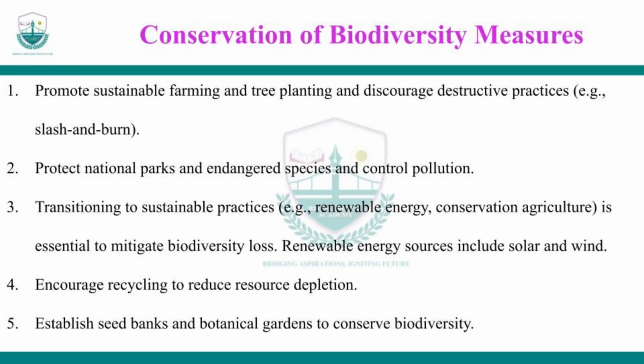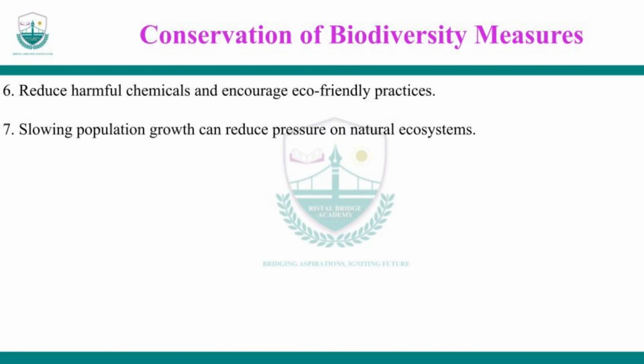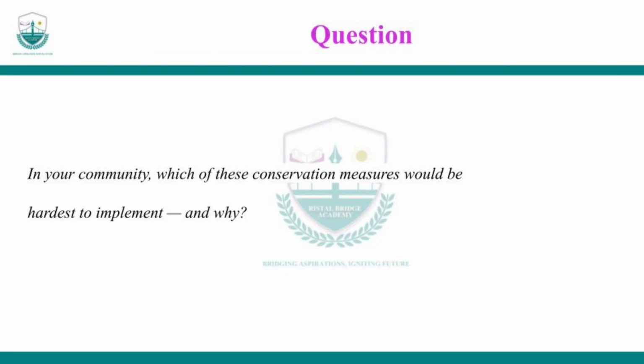Reduce harmful chemicals. Excessive pesticide use kills bees, frogs, and contaminates rivers. Using organic or targeted methods is safer. Slow population growth. More people means more land clearing and pollution. Family planning, education, and economic growth can reduce this pressure. In your community, which of these conservation measures would be hardest to implement and why?